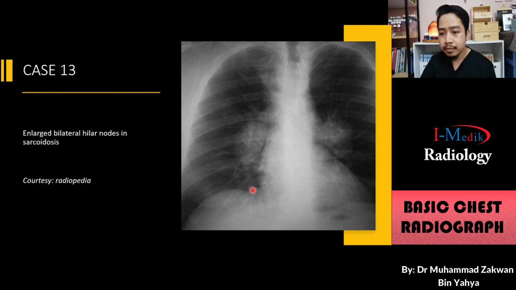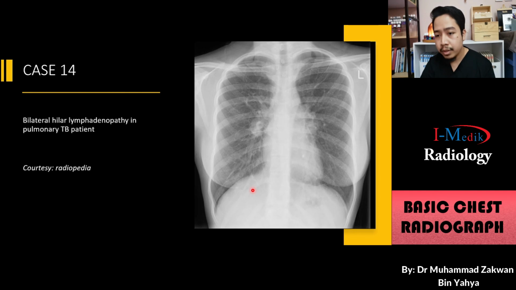Okay, the next one, frontal chest radiograph. The lung fields are clear, no obstructing lesion or cavitating lesion, but there is bilateral enlarged hilar lymphadenopathy. So this is a case of pulmonary TB. Hilar lymphadenopathy in a case of pulmonary TB patient.